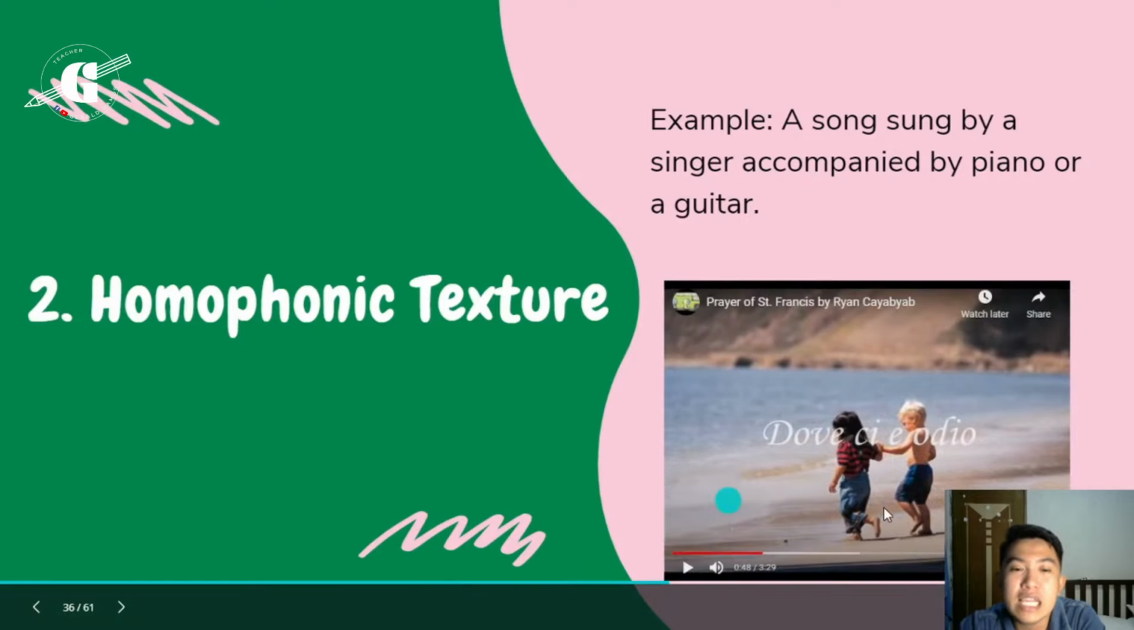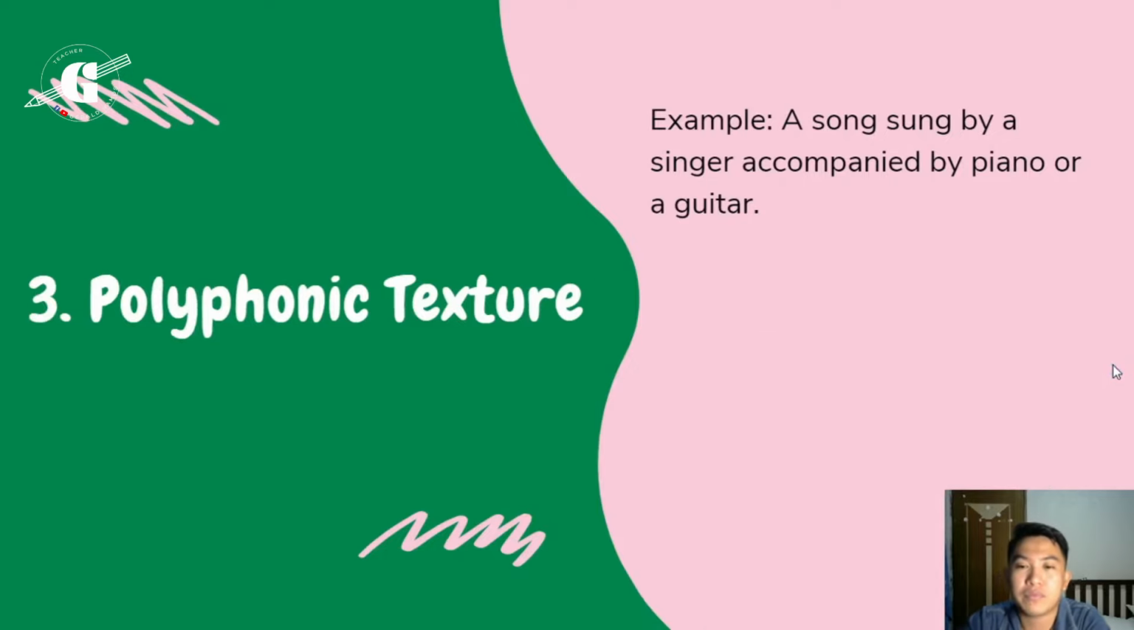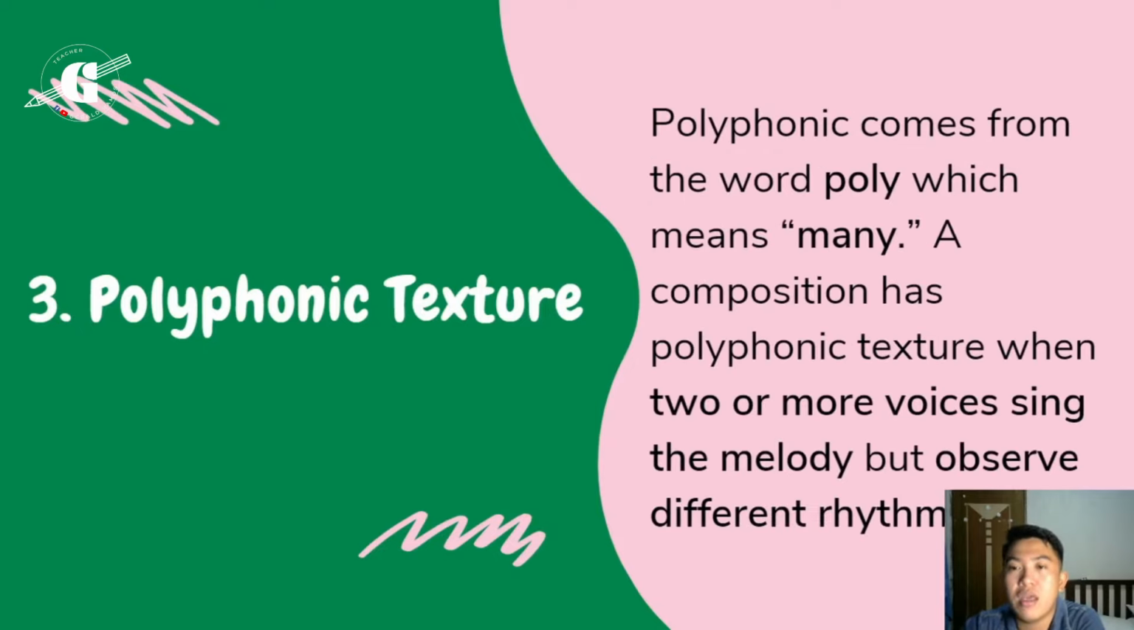Okay, so that is homophonic texture. Okay, next is what we call polyphonic texture. Polyphonic comes from the word poly, which means many. A composition has polyphonic texture when two or more voices sing the melody but observe different rhythms.